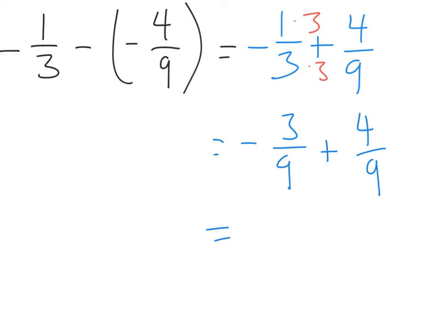And now we're adding with a negative and a positive. These 3 negatives will cancel out 3 of these positives, and we'll be left with the positive 1 over 9.